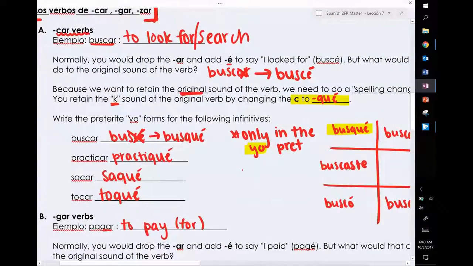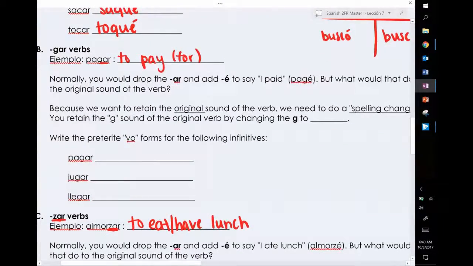Next type of verb we're going to talk about are gar verbs. Okay, our gars, these guys here.